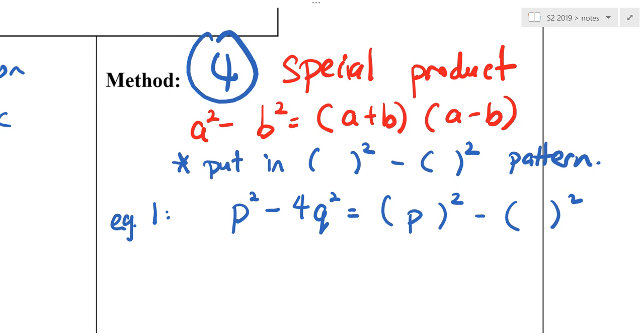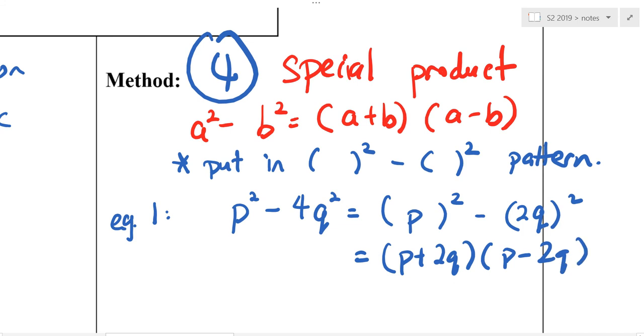What about this? This is the tricky one. This is only the Q that is squared. The 4, no square yet. I have to make it squared. So here must write what? 2Q. This is the one that always trips up students. Now, what is the final answer? P plus 2Q, P minus 2Q.